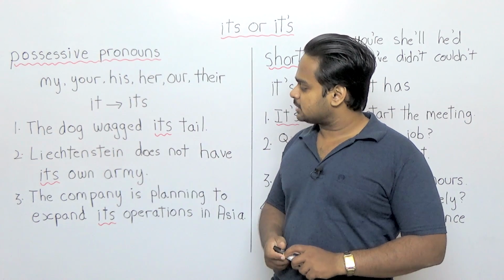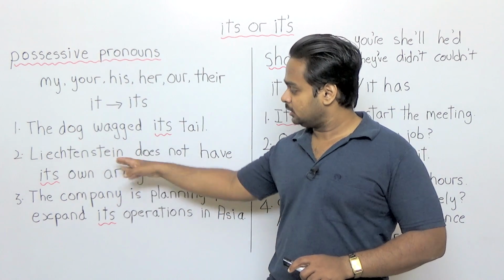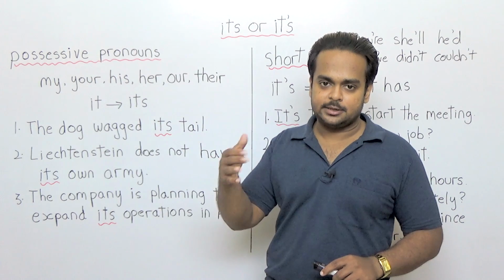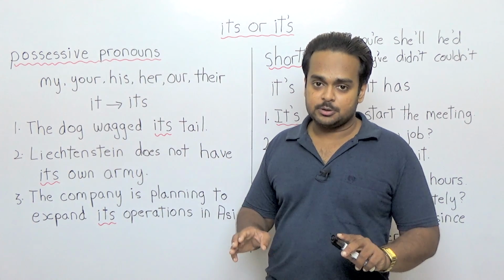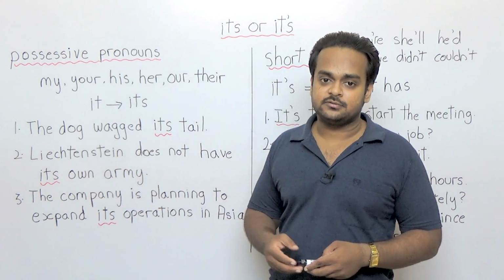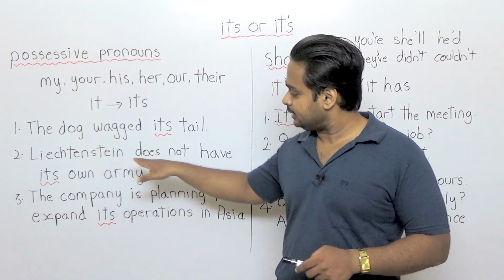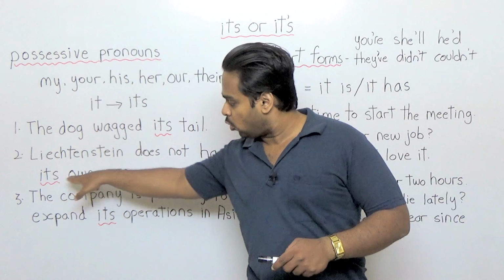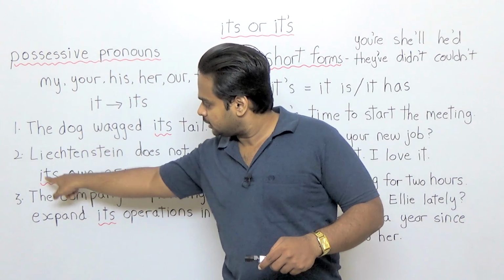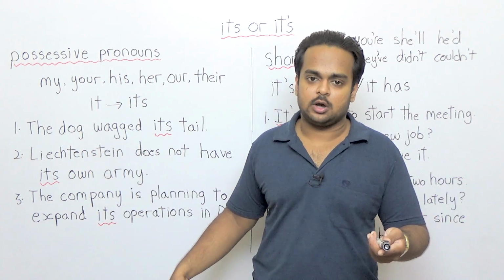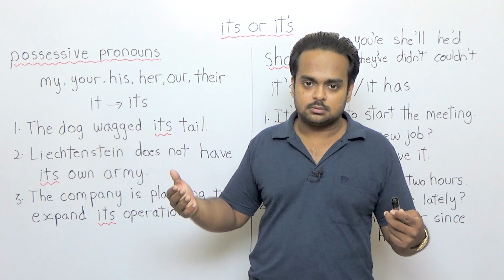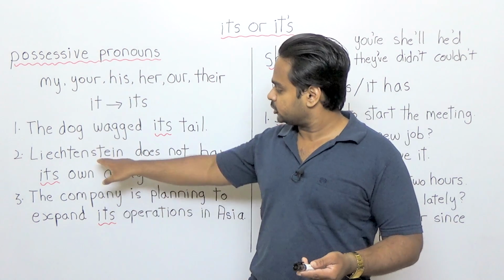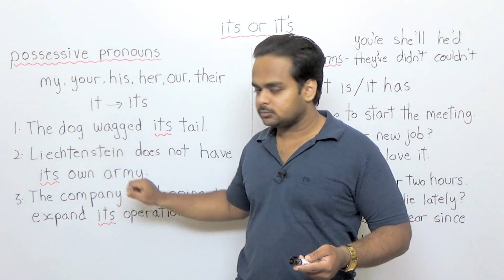Similarly, in the second example, Liechtenstein. Liechtenstein is a small country in Europe. It's a small country, but it's very wealthy and it's very well developed. Liechtenstein does not have its own army. Its here talks about Liechtenstein's army. There's no army in Liechtenstein, so Liechtenstein does not have its own army.